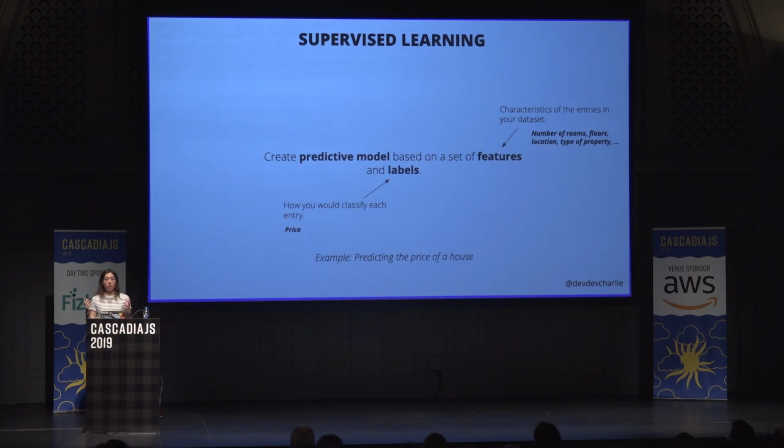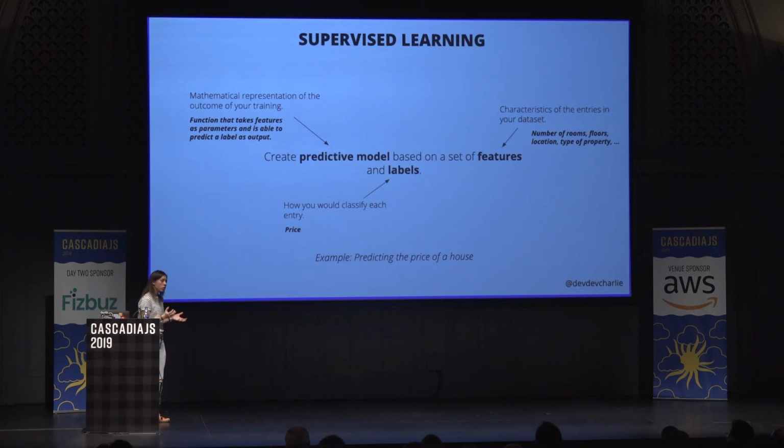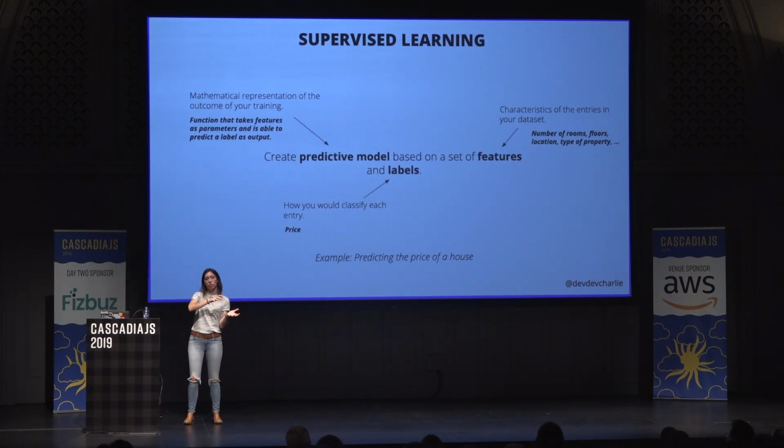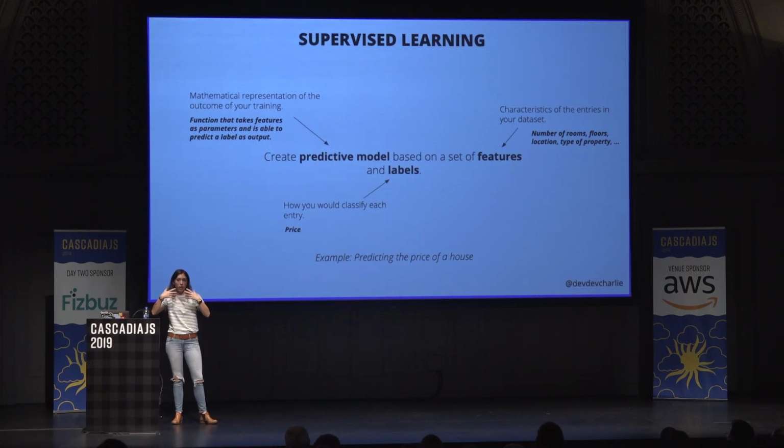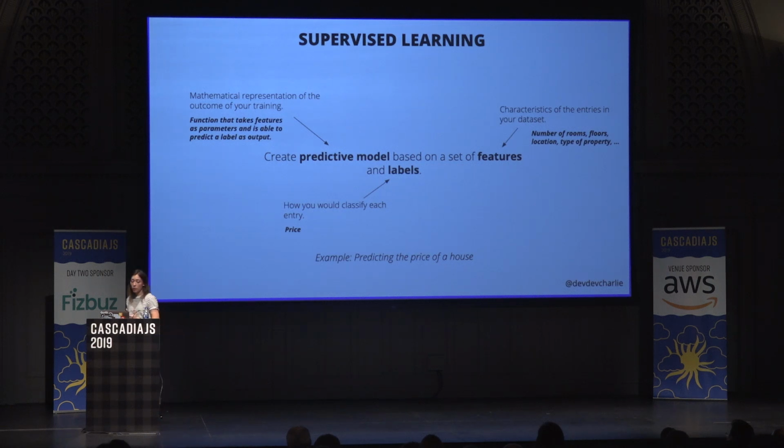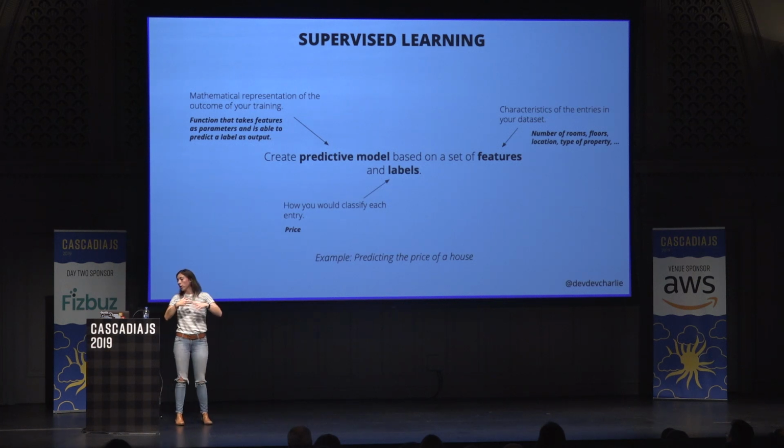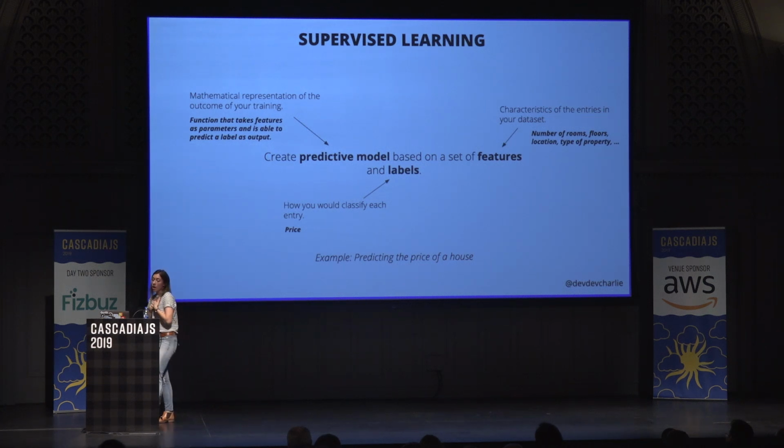And using these characteristics and the price of each house, you're going to use algorithms to create a predictive model. So it's going to try to find the correlation between the characteristics of a house and the price at which they're worth. And a predictive model is, in the end, the mathematical representation of the outcome of your training. So in more practical sense, it's going to be some kind of function that will take as parameters the new characteristics of a house that it's never seen before. So our house, for example.